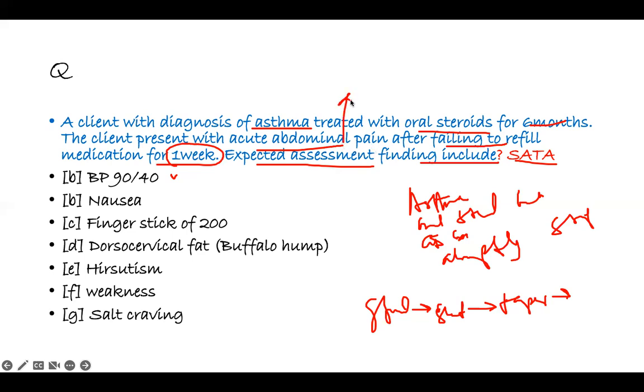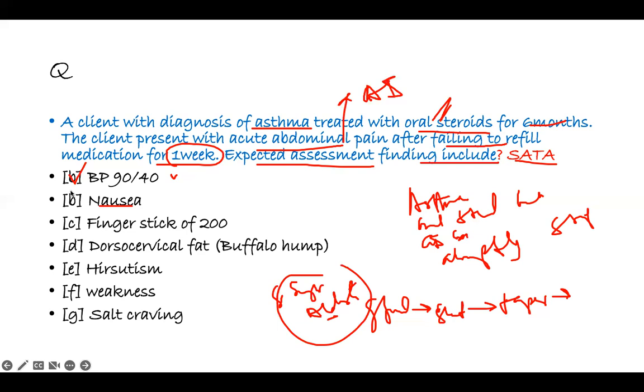And the keyword is abdominal pain. That just tells me it's adrenal insufficiency. That means he has no corticosteroid, no mineralocorticoid, no androgen. So he's lacking sugar, corticosteroid, and aldosterone. Based on that, we make our diagnosis, that is adrenal insufficiency. So we go, is blood pressure 90/40? Yes, because he lacks aldosterone. So he's going to be hypotensive.